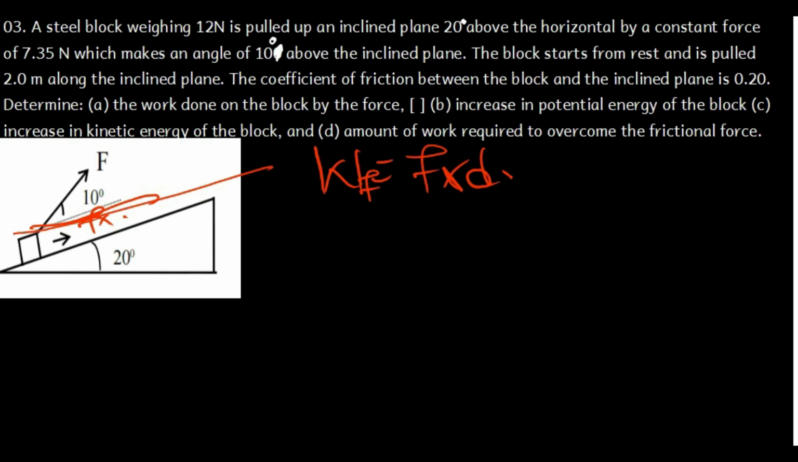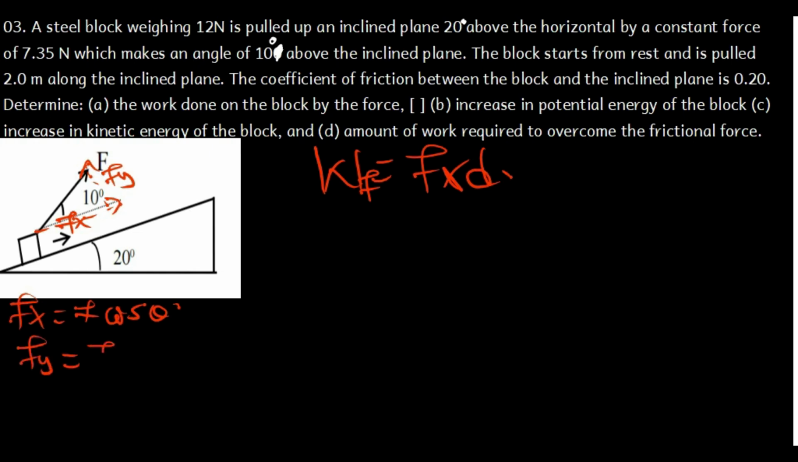So we have this force in short here, and we have Fx and Fy. Fx is F cos theta and Fy is F sin theta. This is going to help us again. Another thing we have to take note of is that the angle is 10 degrees there. So the work done by the force is going to be F cos theta times the displacement.